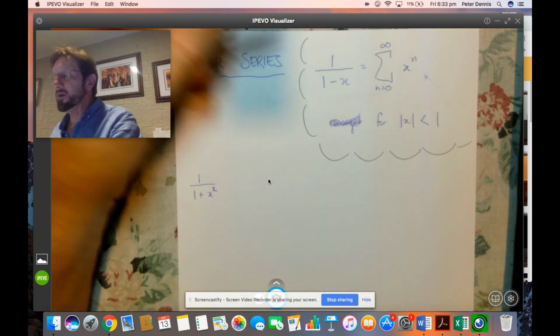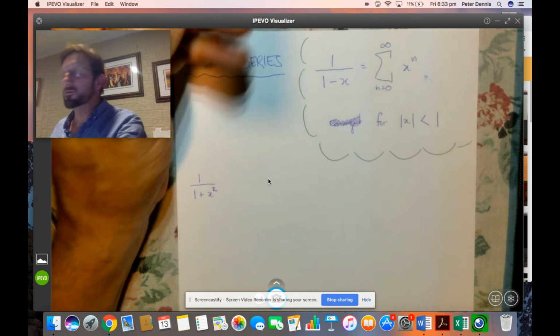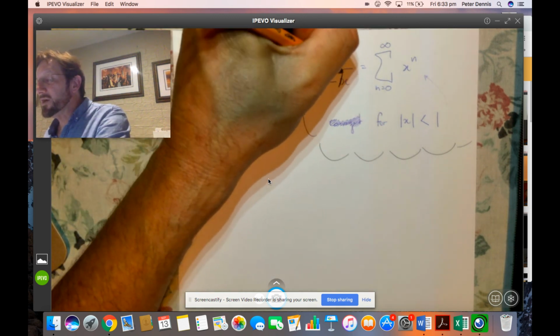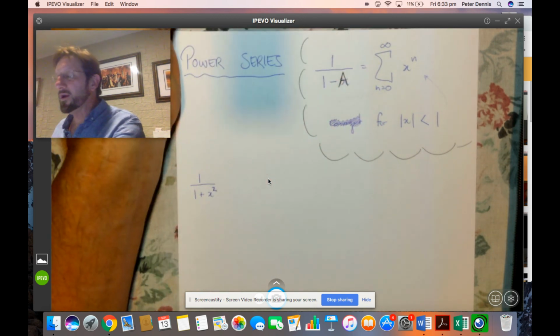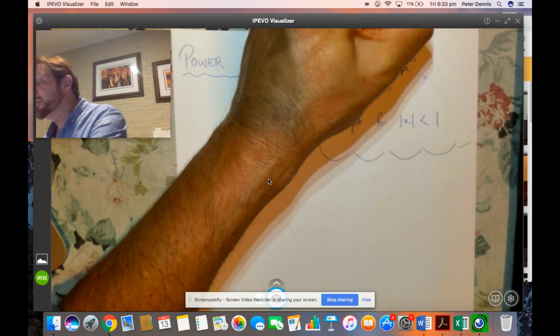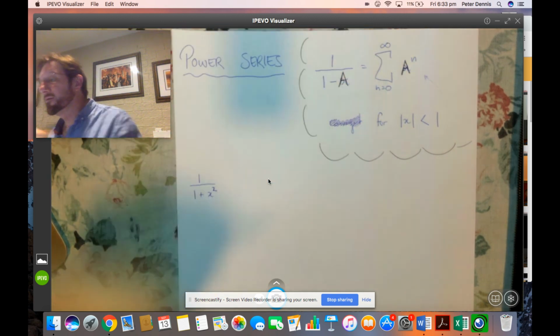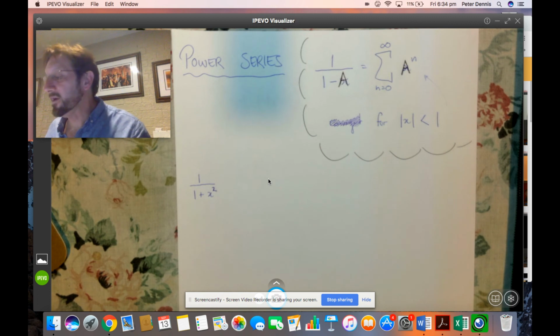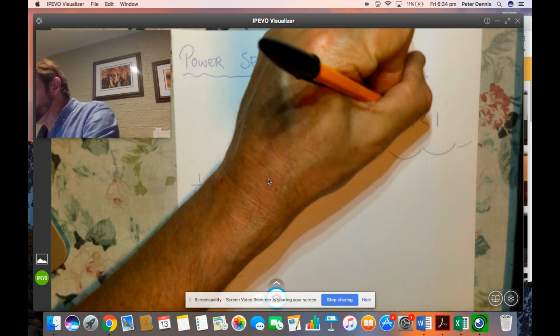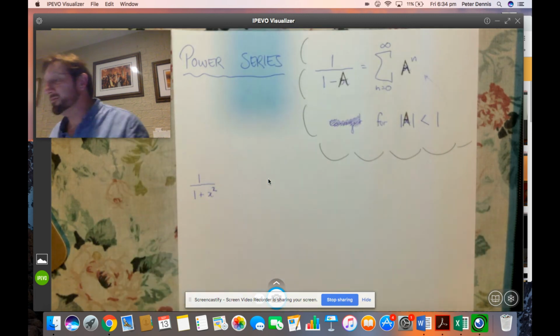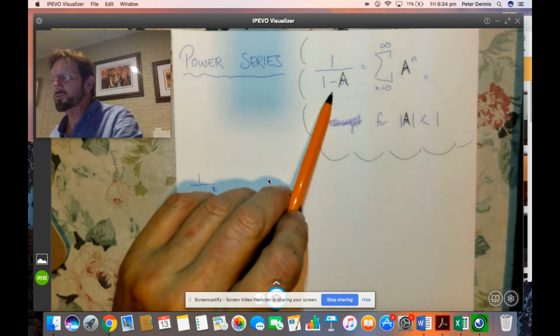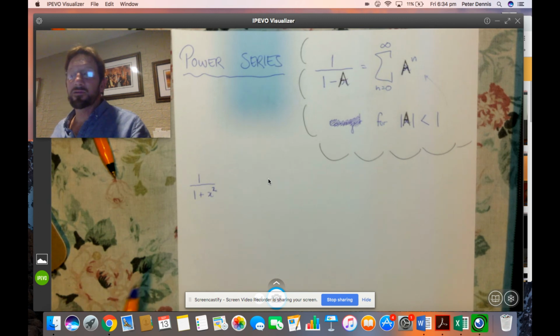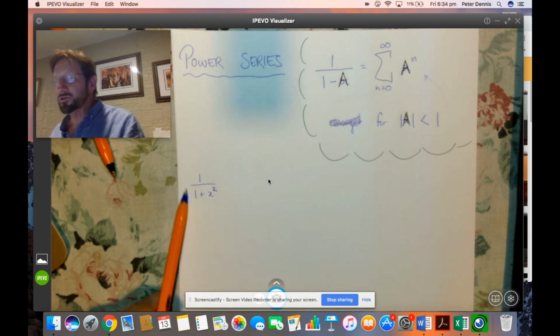So maybe instead of writing it like this, which you'll see all the time, let's write it as 1 over 1 minus a equals the sum of n equals 0 to infinity of a to the power of n, for the absolute value of a less than 1. So this is what we want to write it in all the time. That's a little trick. So what we want to do is write this.